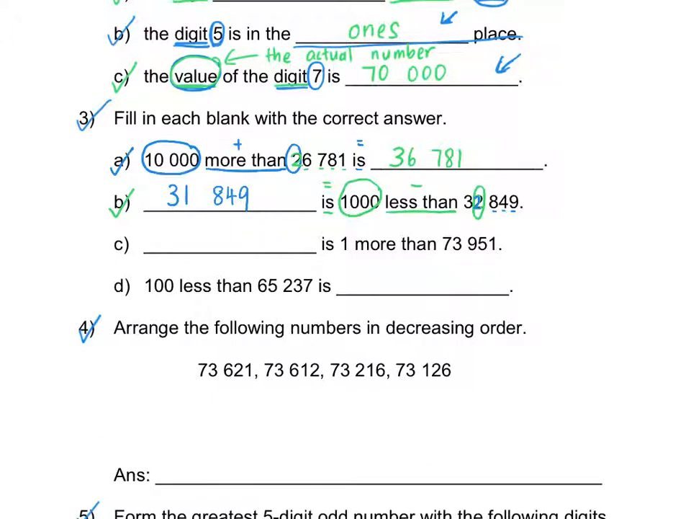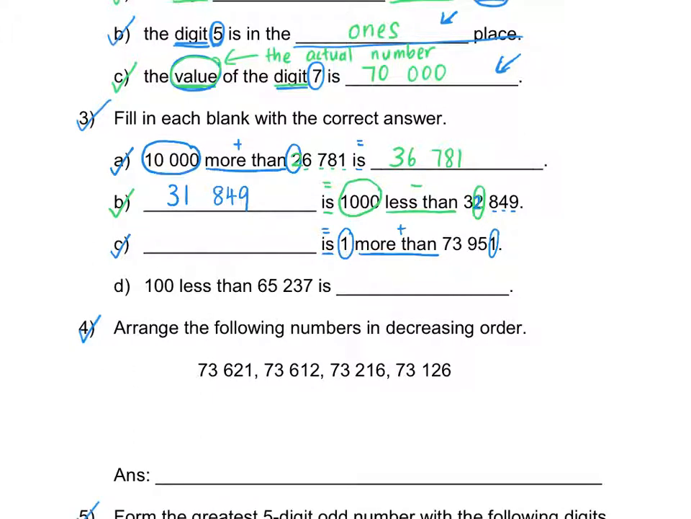Let's take a look at part C. What is 1 more than 73,951? So same thing, let's underline the keywords. Is means equal, more than means plus. And the number given in this question is the number 1. So which place value do we focus in? That will be the ones place.